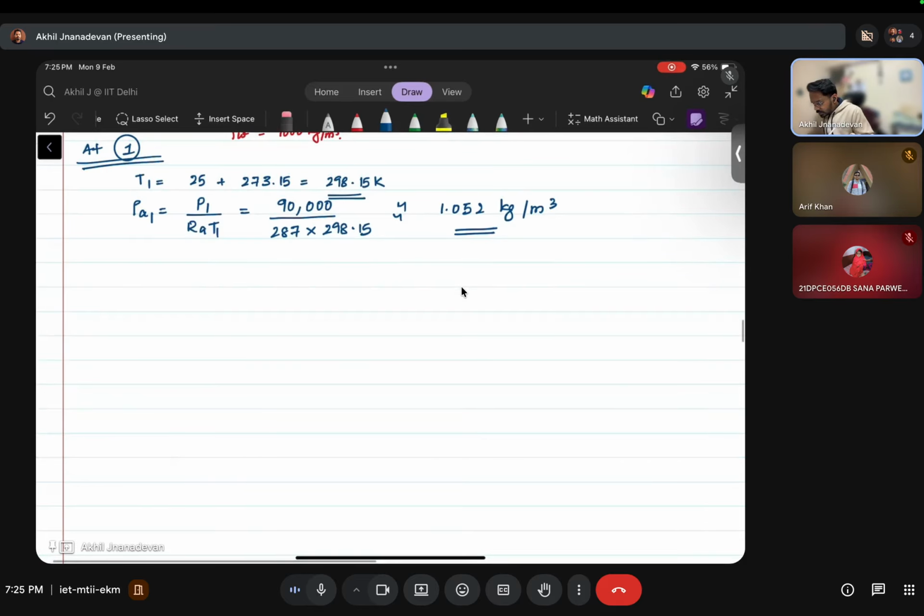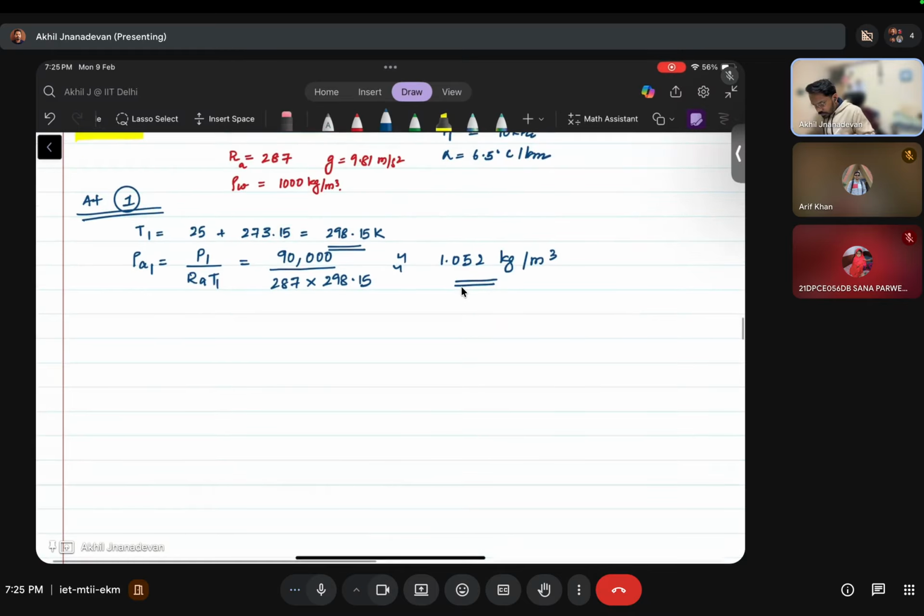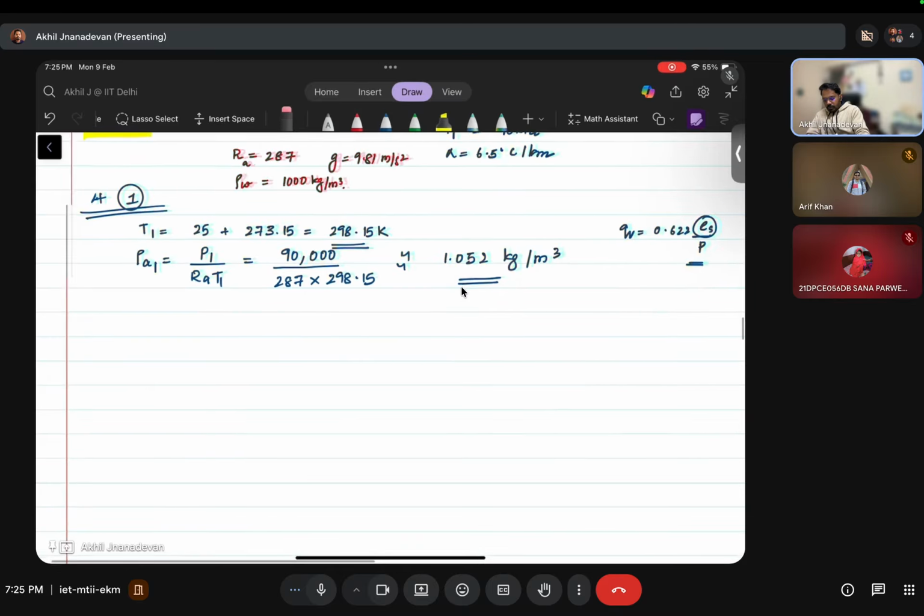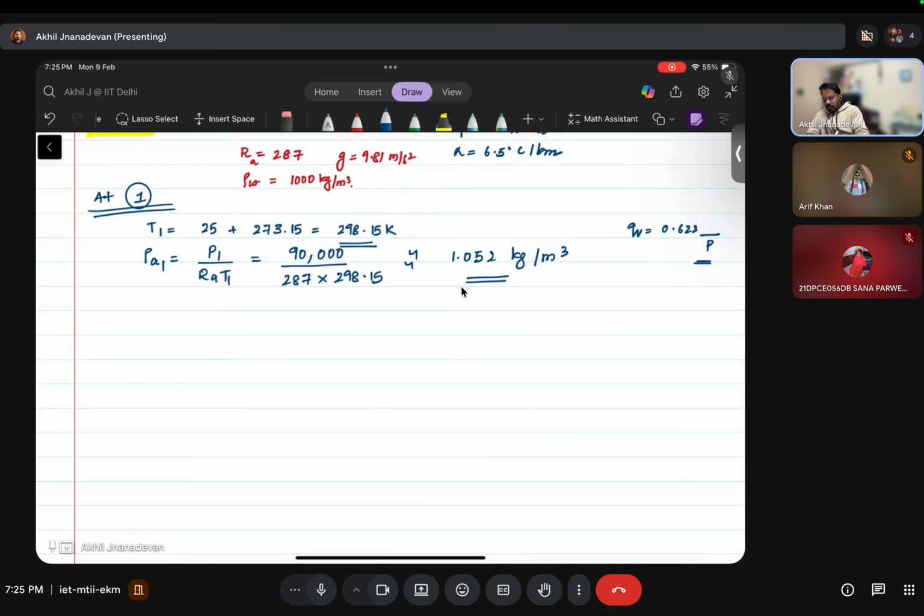So the next is, what we are interested in is to find the specific humidity, that is QV. We need QV at location 1 and location 2. If we want QV, the equation is this relation, you remember, right? 0.622 E by P, that is vapor pressure by the atmospheric pressure. So we need to find the vapor pressure. What is the vapor pressure? That is the next task.